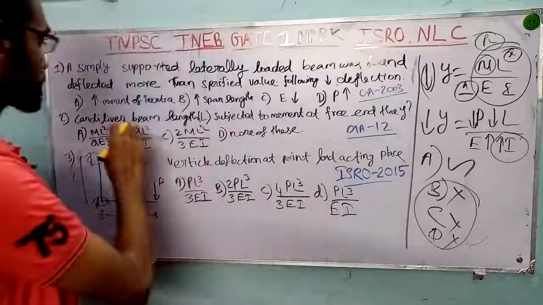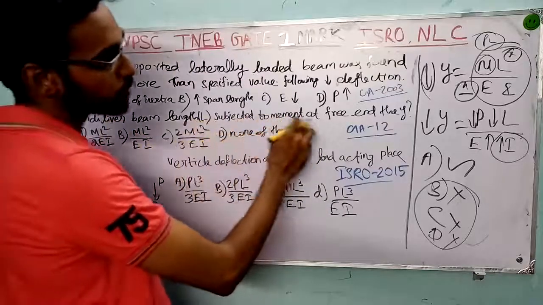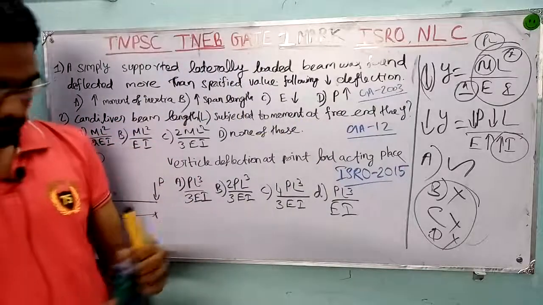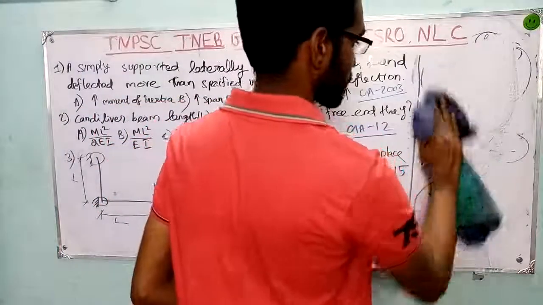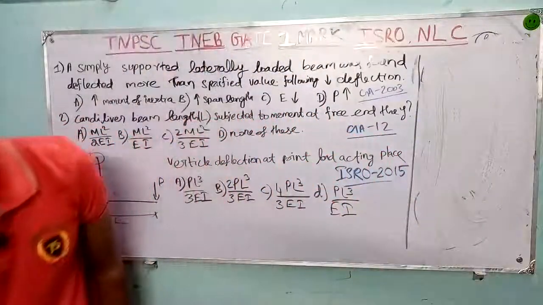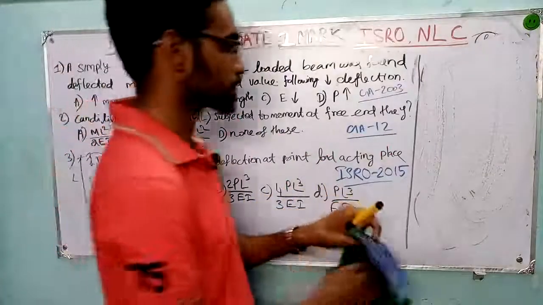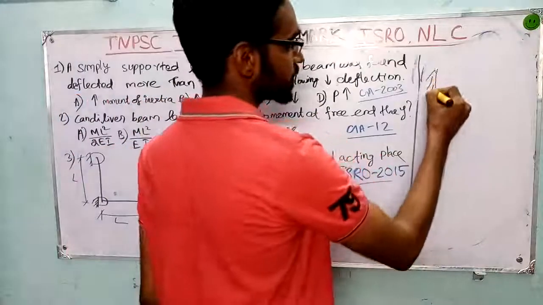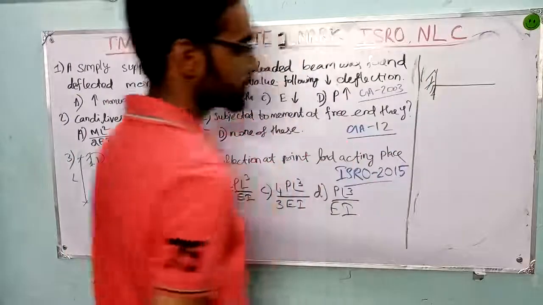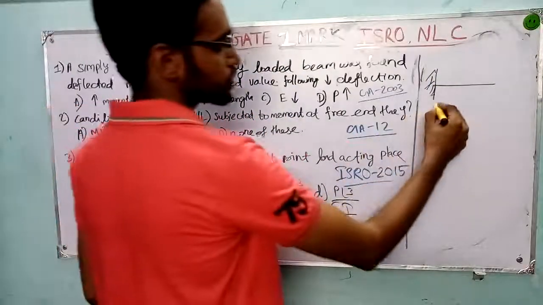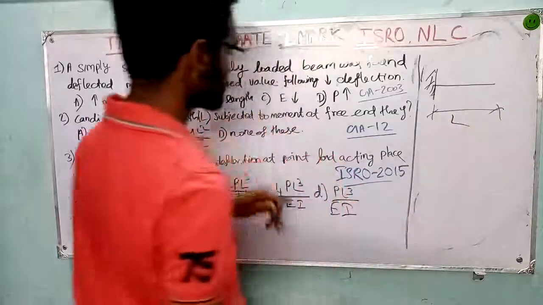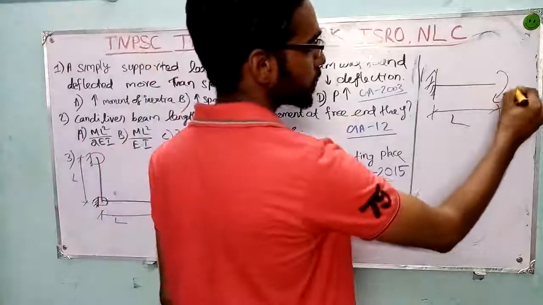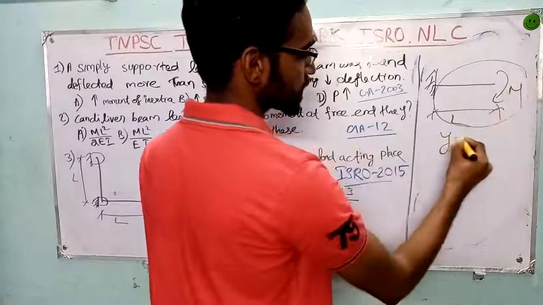Next question: a cantilever beam of length L subjected to a moment at the free end. One moment will be acting, then what is the deflection, it is asking.